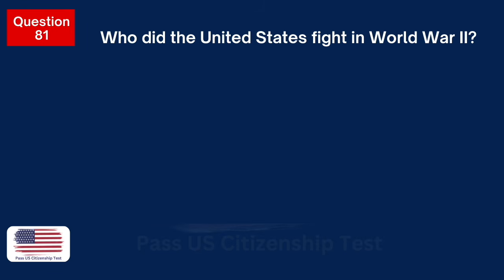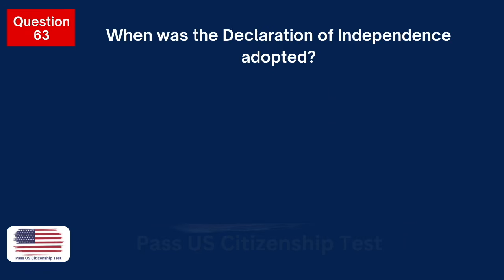Who did the United States fight in World War II? Japan, Germany, and Italy. When was the Declaration of Independence adopted? July 4, 1776.